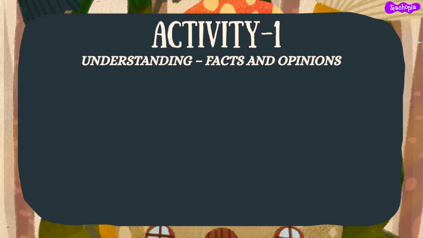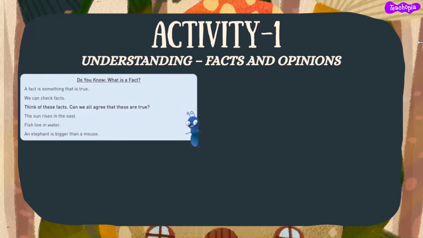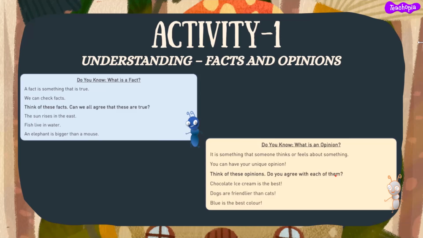Here we are going to introduce two friends, the fact and the opinion. A fact is something true and can be checked. For example, the sun rises in the east. Fish live in water. Whereas an opinion is what someone feels or thinks. For example, chocolate ice cream is the best. Dogs are friendlier than cats. So, a fact is the same for everyone, but opinions can be different for each person.